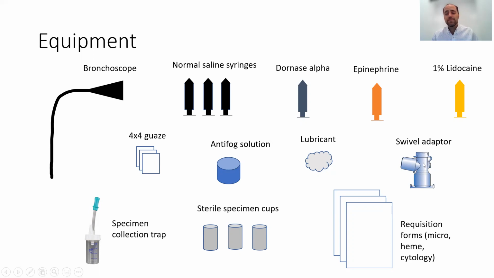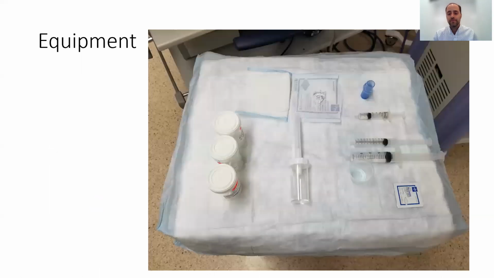You'll need a swivel adapter, which will connect to the patient's airway and allow the bronchoscope to be inserted into that airway. You'll need a specimen collection trap if you anticipate collecting bronchoalveolar lavage fluid for culture. You'll need sterile specimen cups and requisition forms, and you'll have to decide which labs to send your samples to.